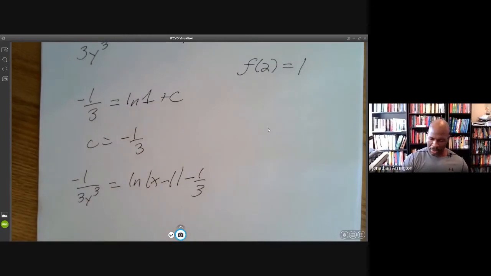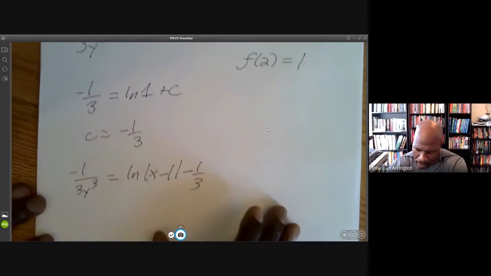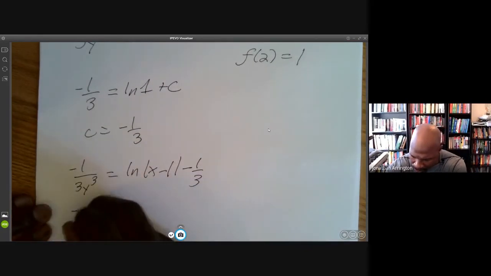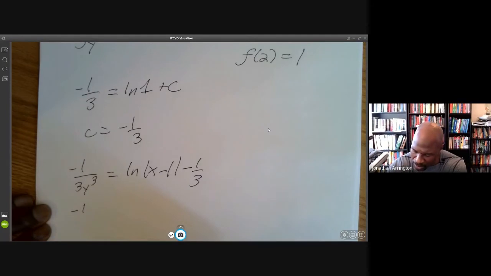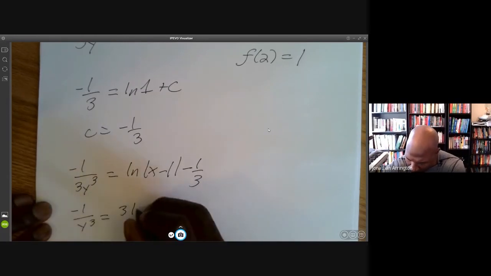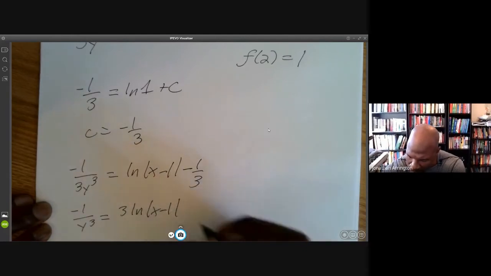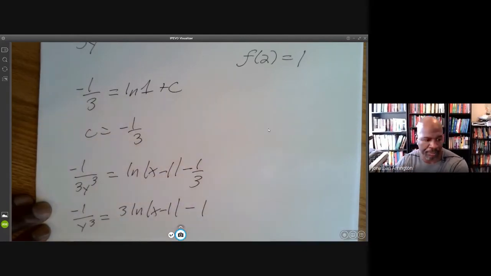So now we simply got to put this in y equals form. And so let's say I multiply everything by 3 first to get rid of this 3 here. So I'm going to multiply everything by 3. And when I do so, this 3 is going to cancel. So that's going to be -1 over y cubed, and that's going to equal 3 ln x minus 1 minus 1.